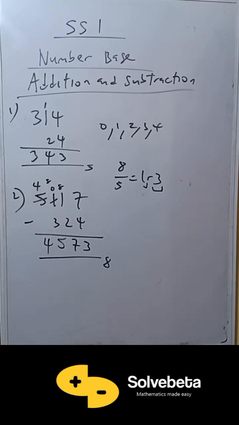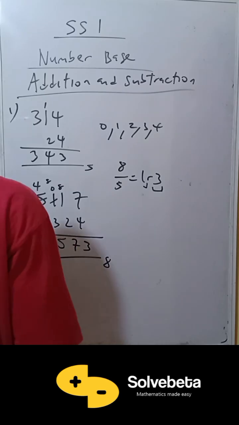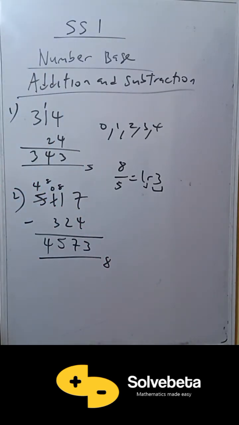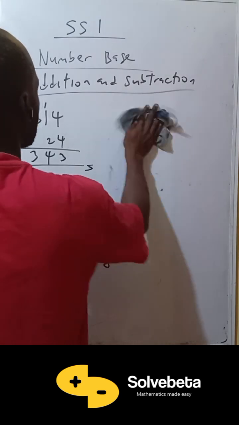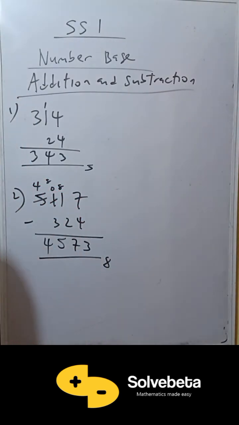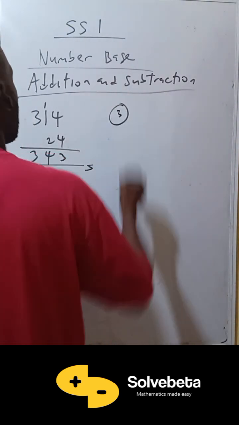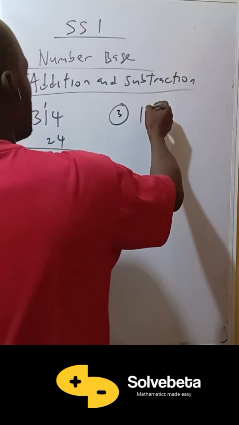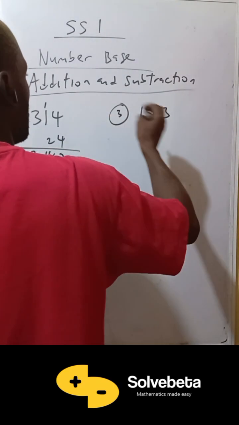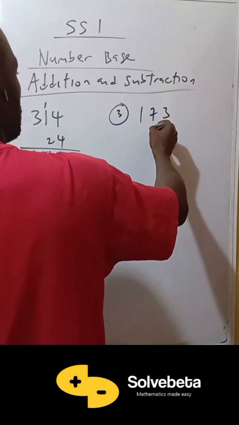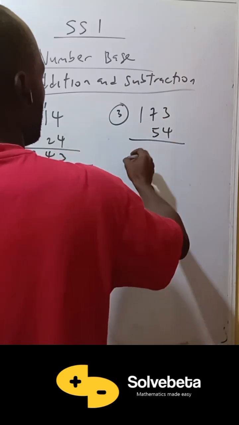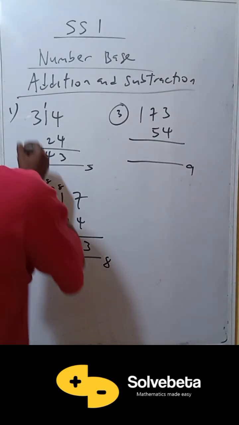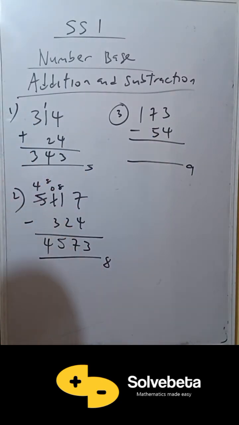Let me look for another example on subtraction. Let me look for a third example on subtraction. Let me come to subtraction. So let's say we have 1, 7, 3, 54 in base 9. We want to subtract this in base 9.